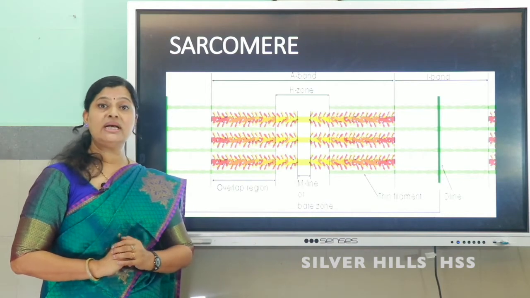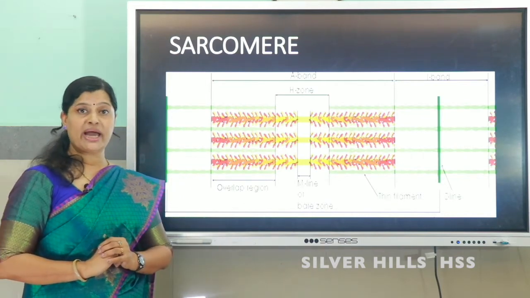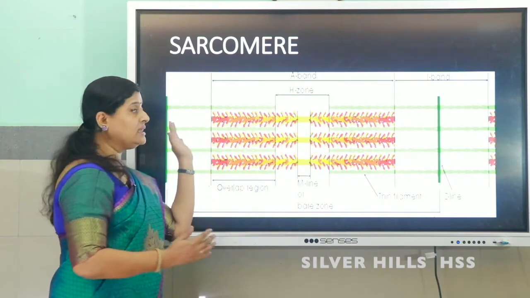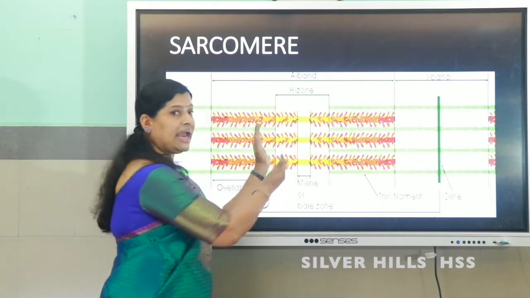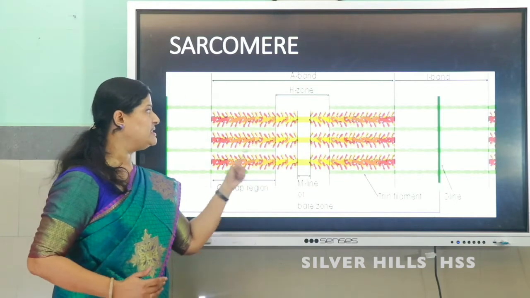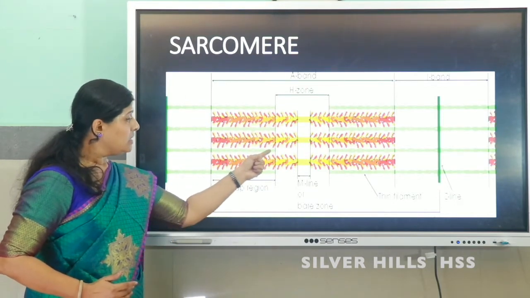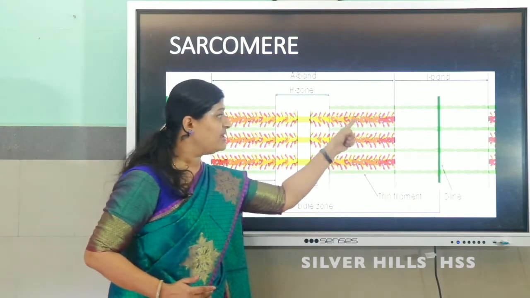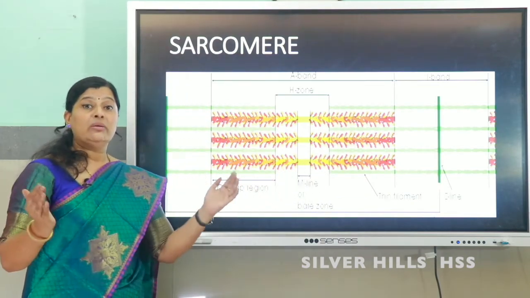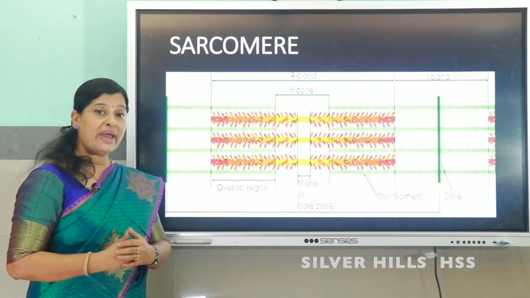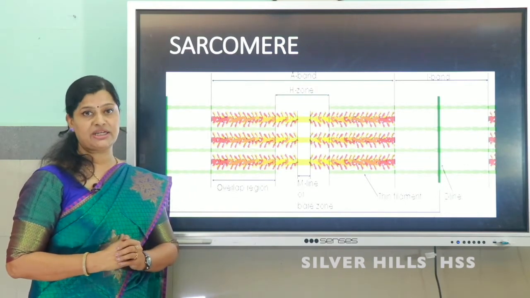Now how does a skeletal muscle contract? The thin filaments, these green color thin filaments, will slide over the thick filaments. You can see over here the thin filaments are sliding over the thick filaments. So the overlapping of thin filaments over the thick filaments makes the muscles contract.